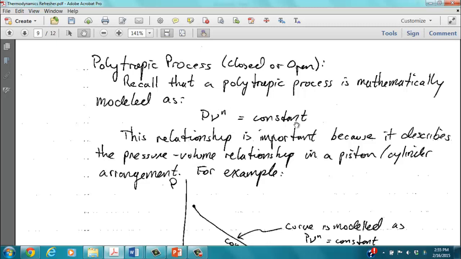So this is a really important expression for us in piston cylinder arrangements because the kinematic relationship between the crank arm, the crankshaft, and the piston, your linear slider, that linear motion of the slider to the rotational motion of the crank, basically causes the pressure inside the cylinder to behave as a function of volume according to this relationship.